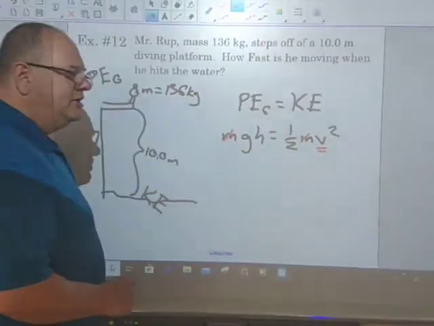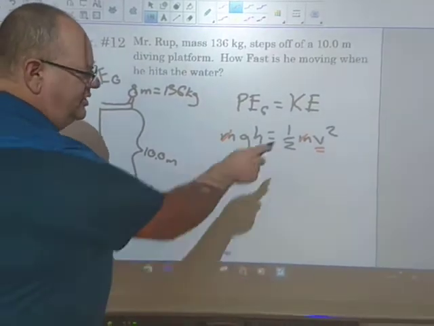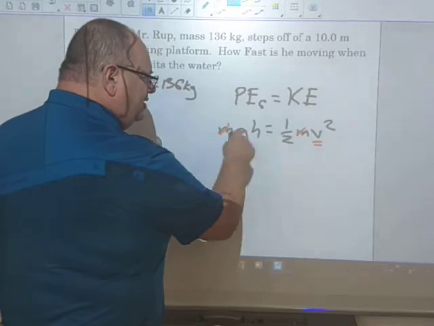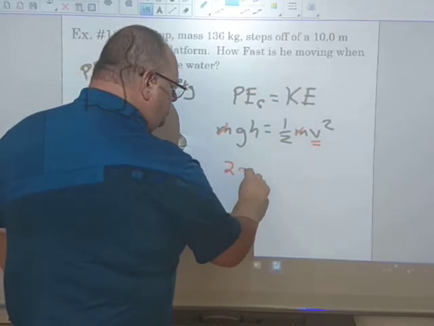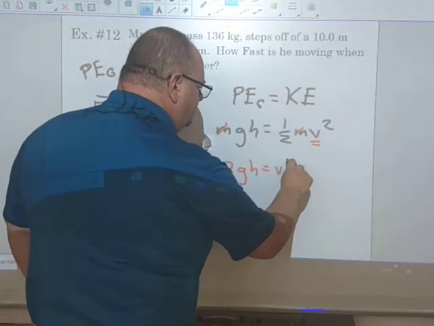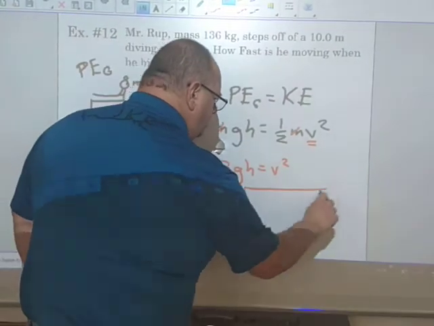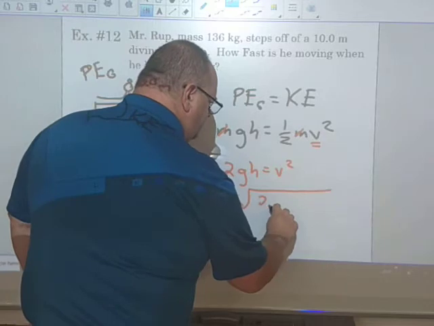Right there's a velocity. So let's solve for that. I've got to get rid of this 2, so I'm going to multiply both sides by 2. So 2gh equals v squared. So v equals the square root of 2gh.